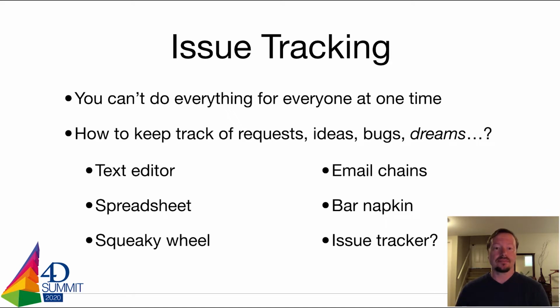Anything from a text editor with just a big ongoing list of stream of consciousness, or a spreadsheet, which is always nice to keep things better organized. You just take care of the squeaky wheel, as they say, the loudest person screaming at the moment. Is that what gets priority? Or all of the lovely email chains going back and forth are a nightmare for trying to keep everything in scope and all of the ideas in order. Or is it all organized in a stack of bar napkins as you're dreaming away and scratching down ideas somewhere? Or do you already use an issue tracker, which would be a novel idea?